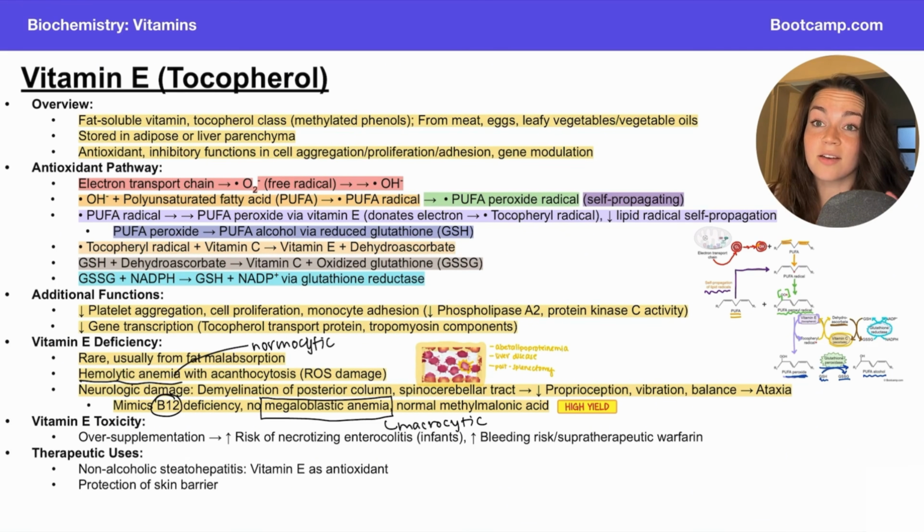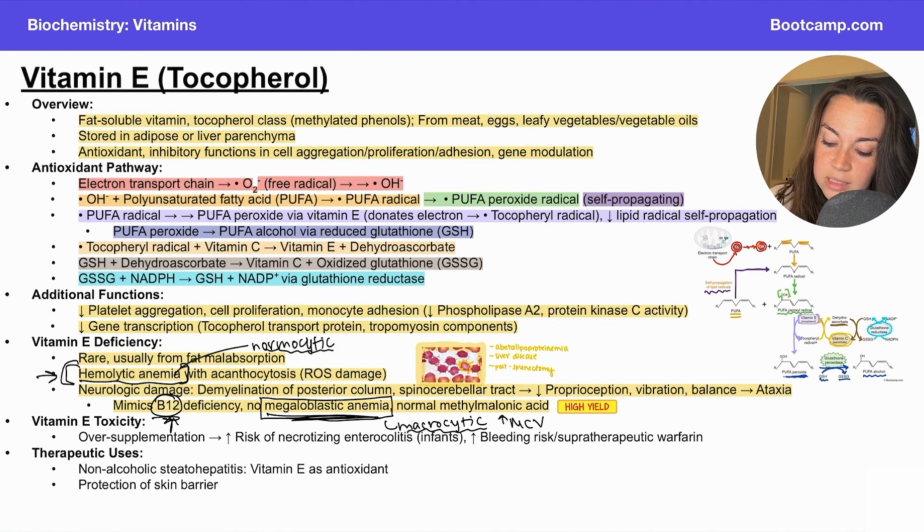Now, the presence of a normocytic anemia doesn't necessarily rule out a B12 deficiency, because sometimes in early stages of B12 deficiency, that MCV can be normal, or those cells can still be normocytic. But the hemolytic anemia that you see in vitamin E deficiency will never be megaloblastic. So when you see a megaloblastic anemia, which is a macrocytic anemia with an elevated MCV, mean corpuscular volume, you should be thinking more of B12 than vitamin E deficiency.